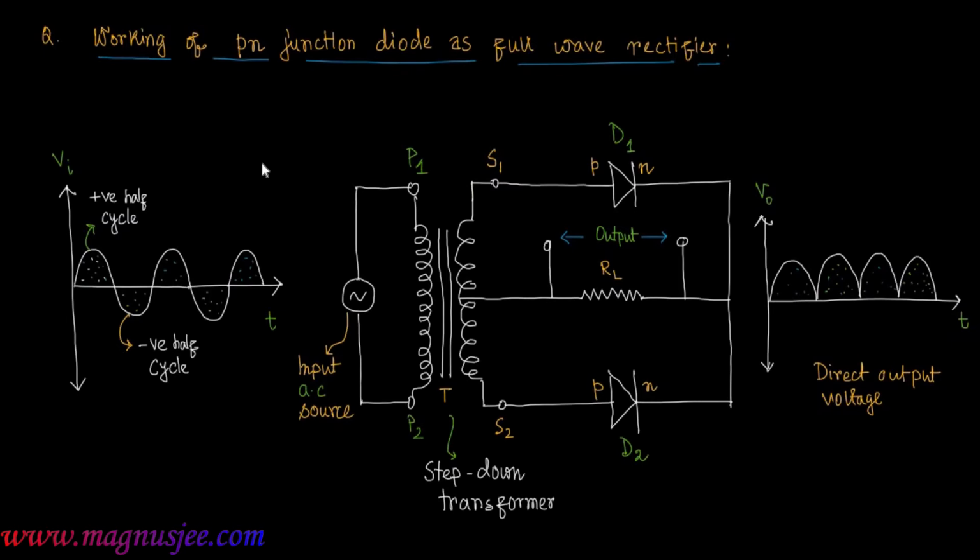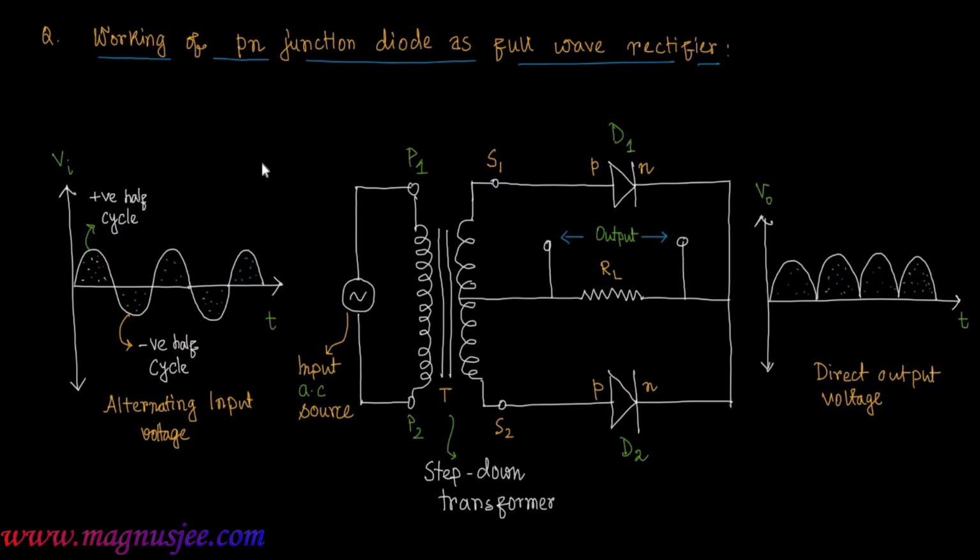And here we can write, alternating input voltage. So this is the circuit diagram of full wave rectifier, in which there are two PN junction diodes D1 and D2. They are connected to the two terminals S1 and S2 of the secondary coil.